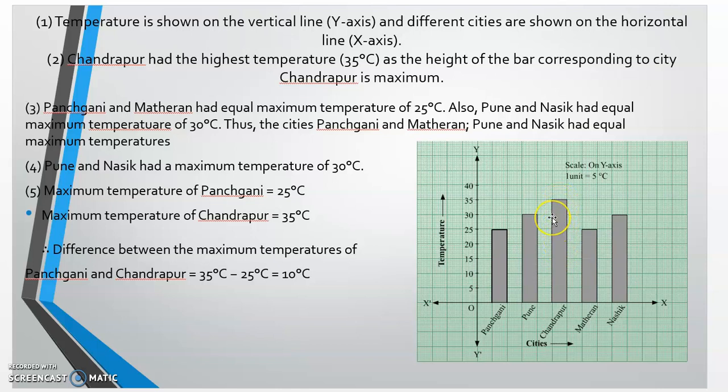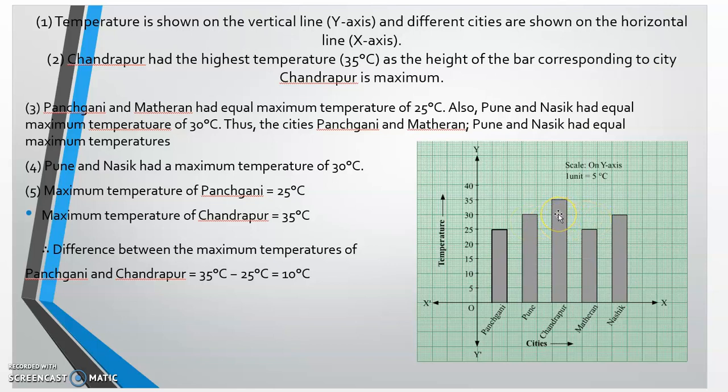This is taller, na? Next it is asked which cities had equal maximum temperature. Equal means the height should be equal. Now you can see Panchgani and Matheran are equal. The temperature is 25 degrees Celsius. And Pune and Nashik are equal. The temperature is 30 degrees Celsius. Next it is asked which city had a maximum temperature of 30 degrees Celsius? We have only just seen, na? This is Pune and Nashik.